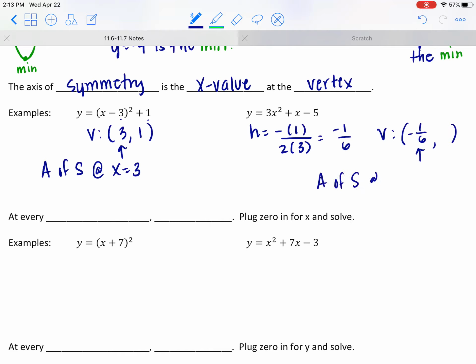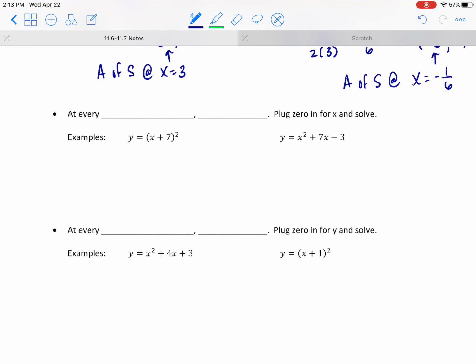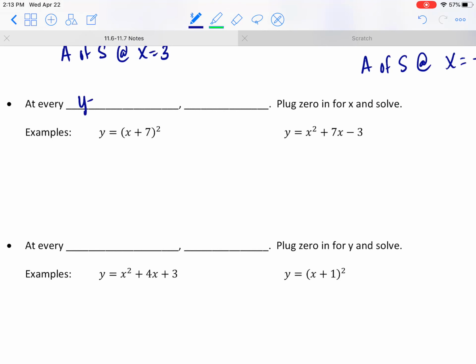Now if I had to plug that in, that wouldn't be very fun, but I don't have to here. If I'm looking for the axis of symmetry, I just need that x value. So who cares what the other part is, right? Here we're going to have an axis of symmetry at x equals negative 1/6. Okay? Now, we should also be able to find our intercepts.